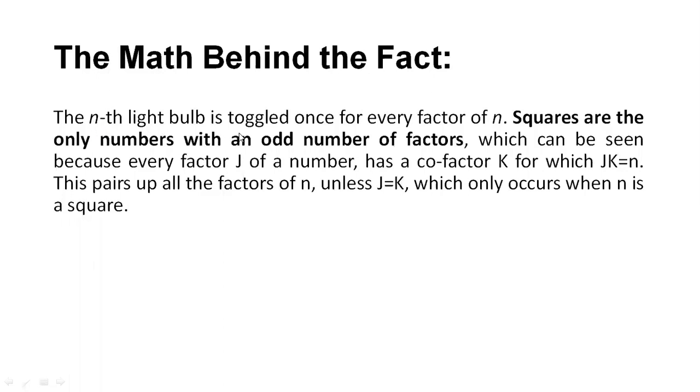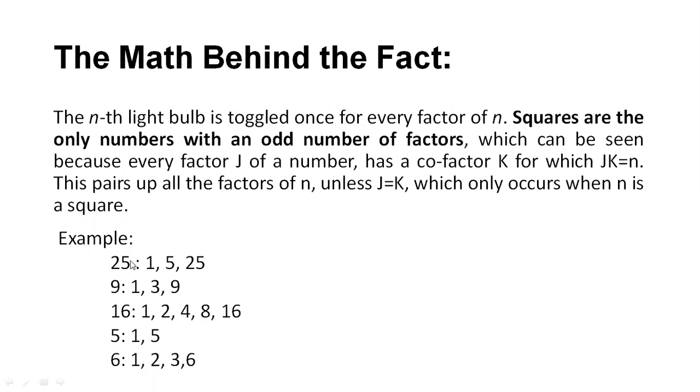So the nth light bulb is toggled once for every factor of n. Squares are the only numbers with an odd number of factors, which can be seen because every factor j of a number has a cofactor k for which jk is equal to n. This pairs up all the factors of n unless j is equal to k, which only occurs when n is a square. Difficult to understand, right? But you can easily understand it by considering an example, like 25.